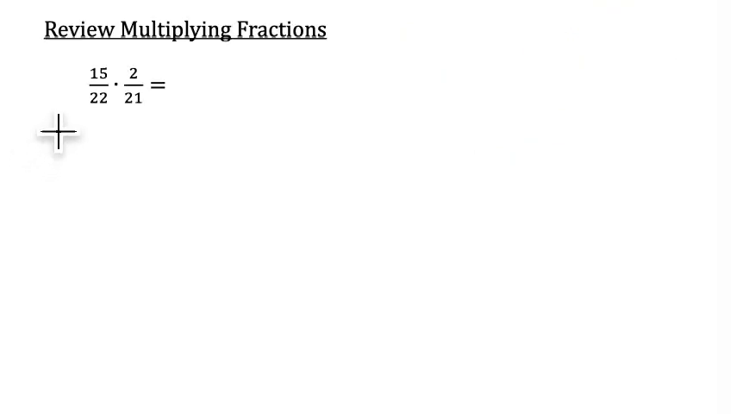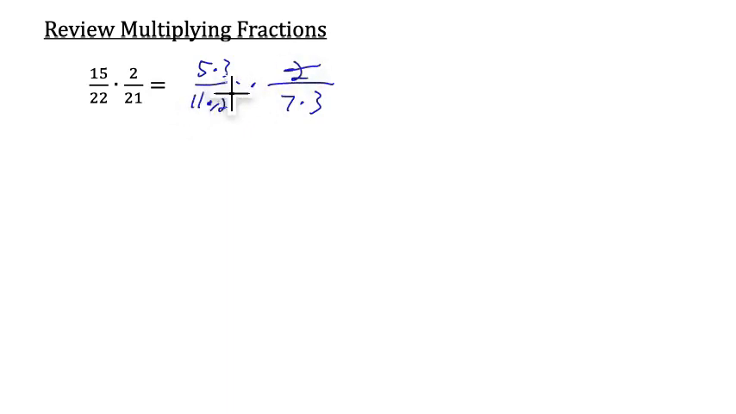Before we multiply rational expressions, let's review multiplying regular fractions. So the 15, we could rewrite that as 5 times 3. The 22, that's 11 times 2. Well, the 2, we'll just have that there. And 21 is 7 times 3. Okay, since we are only multiplying, there's no adding or subtracting in this problem, we can go ahead and already start canceling.